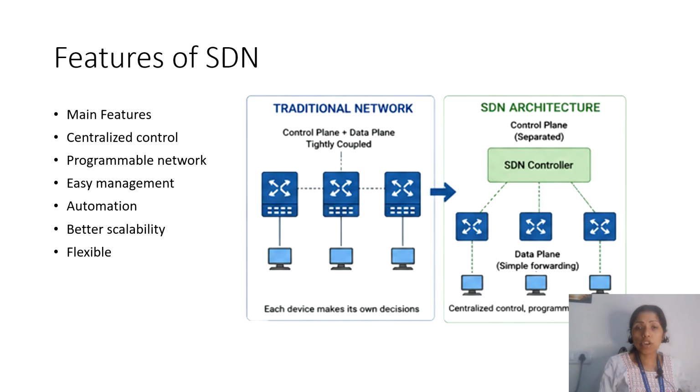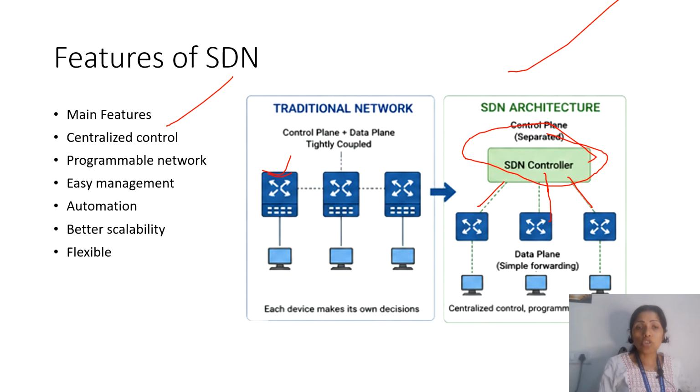If you compare both network structures, you can see that in the traditional one every switch has its own control plane. But in the SDN architecture, there is only one control plane controlling all the switches, with simple forwarding. It is centralized control and can be programmed using software. Here each device takes its own decision: each control plane takes the decision about its switch. In the SDN architecture, only one control plane takes decisions about all the switches.